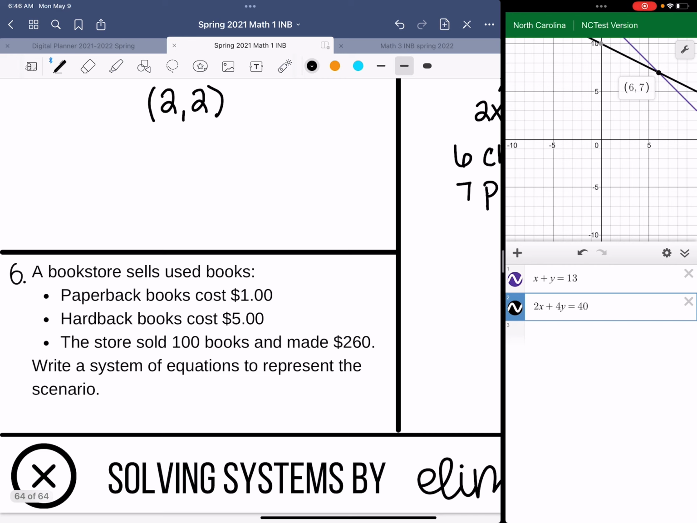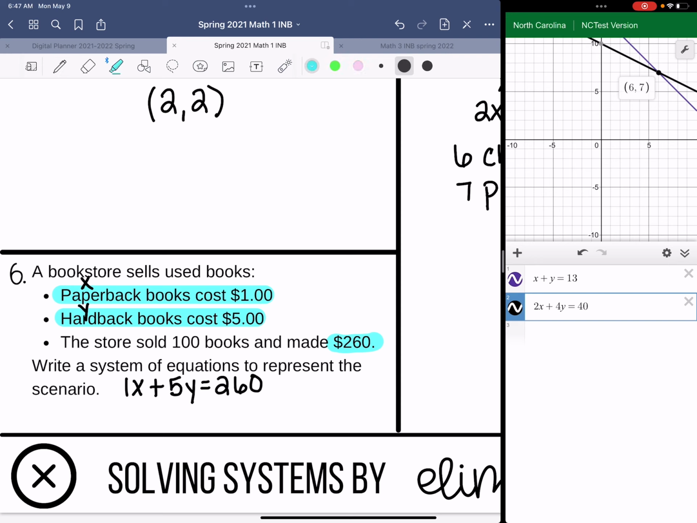All right, and our last one, it says a bookstore sells used books. Now, in this situation, we have paperback books are $1, and hardback books are $5. Now, the key to this is we've got to make sure money goes with money. So they sold 100 books, but they made $260. So I'm going to say that paperback books is x and hardback books is y. So for every paperback we sold was $1, so that's going to be 1x. For hardbacks, that's $5, so that's going to be 5 times y. And the total was 260. So we're going to do the money equation.